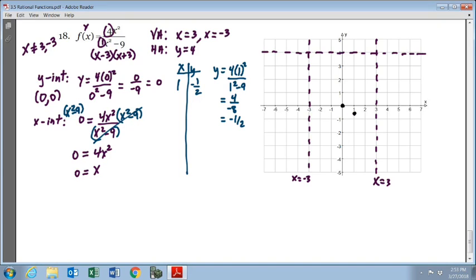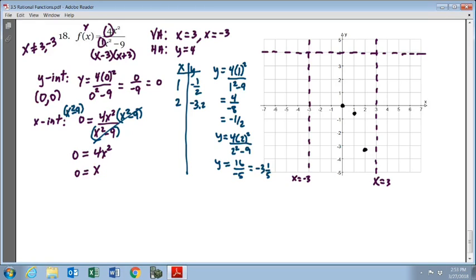And let's go ahead and find when x is 2. We get 4 times 2 squared over 2 squared minus 9. So you do the arithmetic there, you get 16 over negative 5. Which is negative 3 and a fifth, or negative 3.2. You can use your calculator to help you as you do this. So let's go ahead and put that point in.